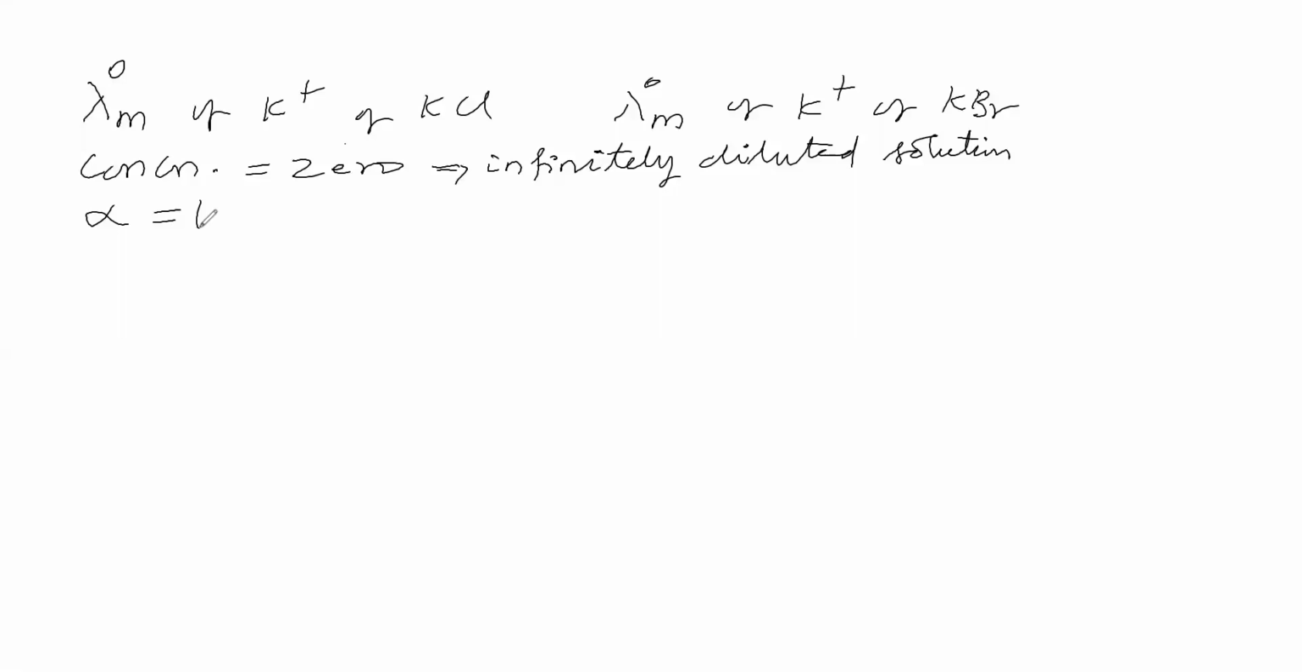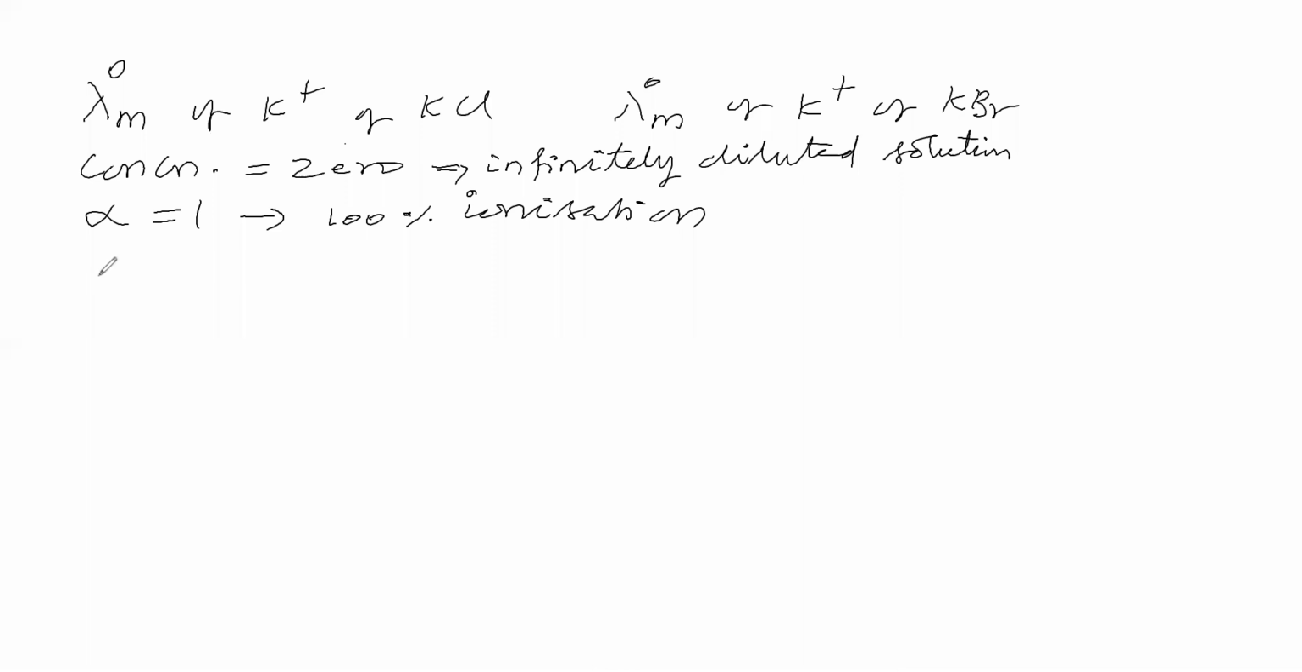Whatever the electrolyte you take, we cannot say I, we can say alpha is 1, complete ionization. Alpha is equal to 1 means 100% ionization. That means all the molecules will be in the ionic form.